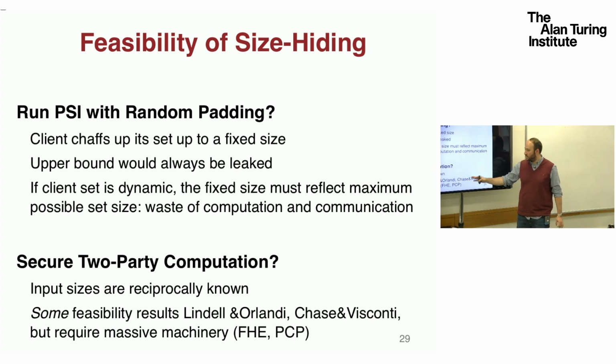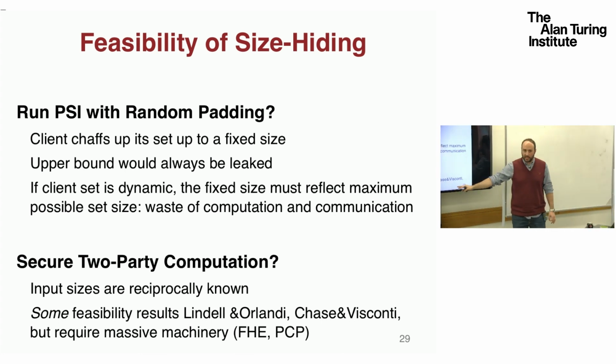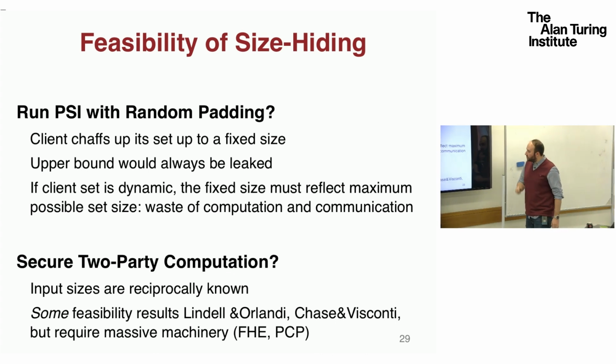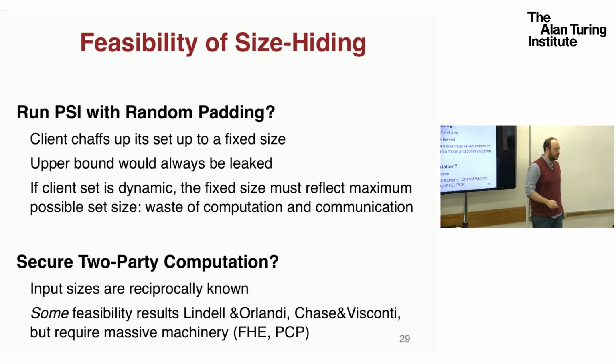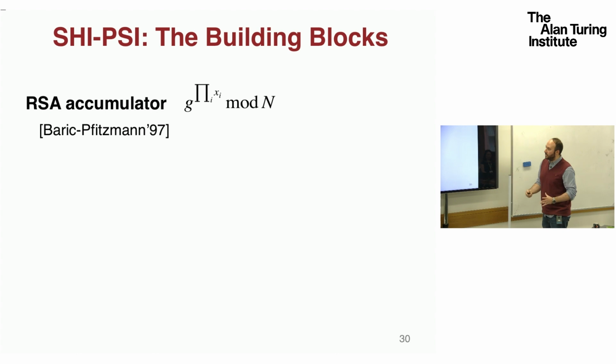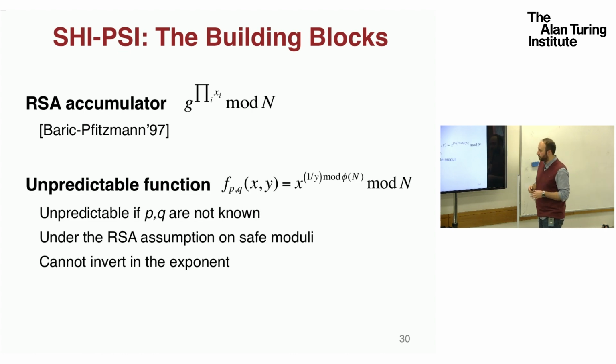Just to clarify, this means: can we hide input sizes in secure computation? This is an open problem, right? Some feasibility results, but not really solved. Okay, for the specific problem of private set intersection, we do have a solution which we call size-hiding private set intersection, or SHI-PSI. That builds on some other cryptographic tools: one was RSA accumulators, and the other was the concept of an unpredictable function.